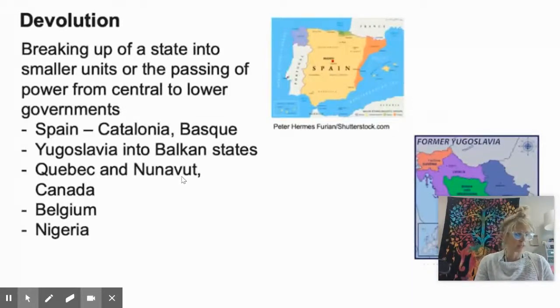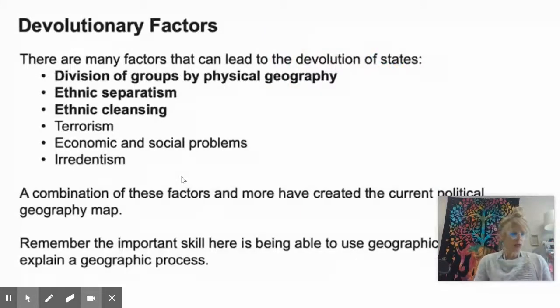We've covered them before, guys. So you can put Spain, with Catalonia and the Basque wanting to break away from Spain. You can also talk about what happened to former Yugoslavia and the Balkan Peninsula. Okay, so those are great examples of devolution that you're hearing over and over. Now, from here on out, we're just going to be discussing why devolution happens. Now that you know what it means, why does it happen?